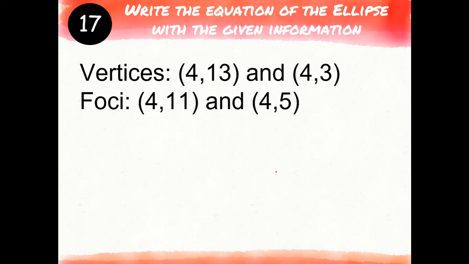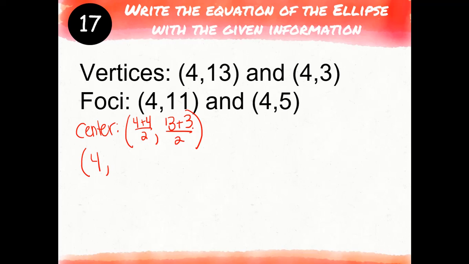Let's try one more together. So I've got vertices of (4, 13) and (4, 3), and then I have foci at (4, 11) and (4, 5). So again, I need the center. Let's find our center. It's 4 plus 4 divided by 2, and 13 plus 3 divided by 2. So I'm going to find the midpoint between my vertices because that's where my center is. It's in the middle of the vertices. So I'm going to get 8 divided by 2. It's 4. 13 plus 3, that's 16. Divide that by 2, that's 8. So my center is (4, 8).